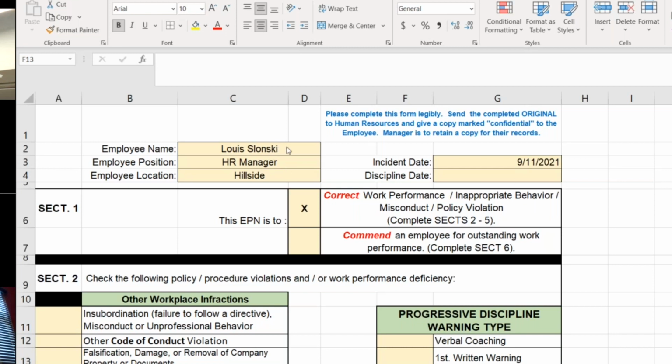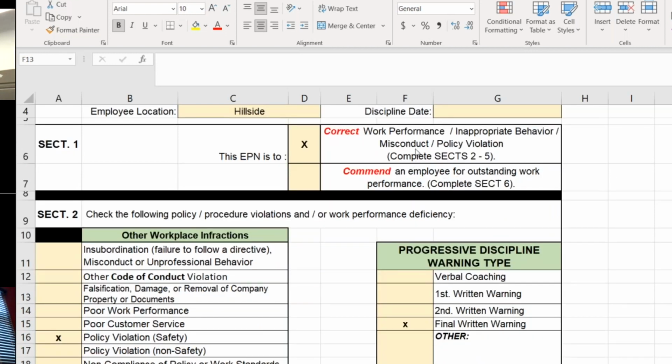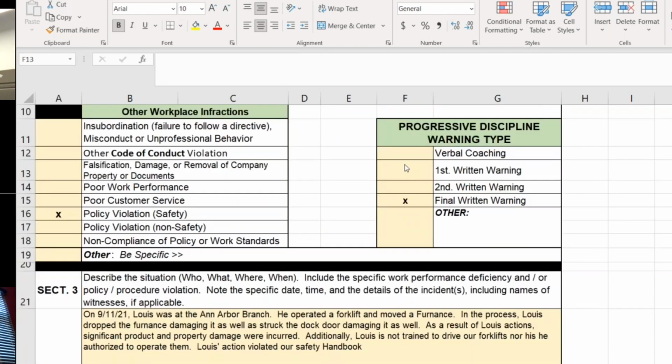So the first thing, if you notice, it's important at the top, there's some information we put in. We look at who it is. The most important thing is the date the incident occurred, and then in capturing the date we issued the discipline. They can be different depending on the investigation. So that's the first thing you want to pay attention to.